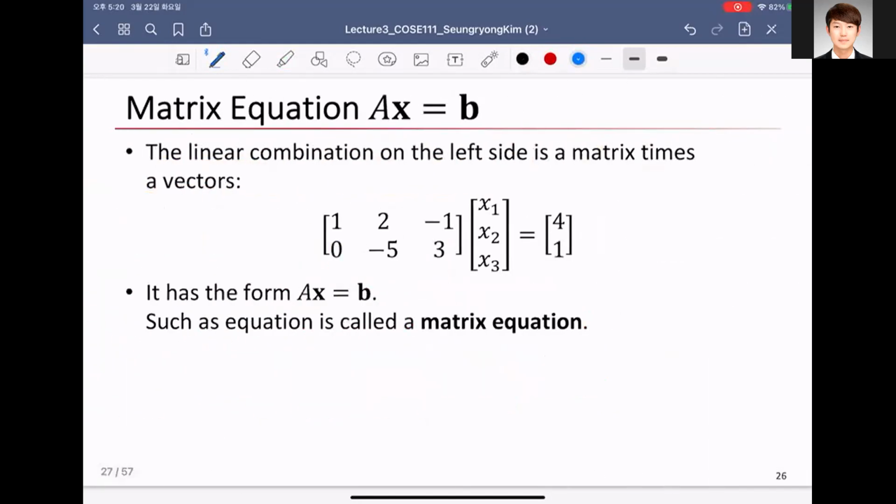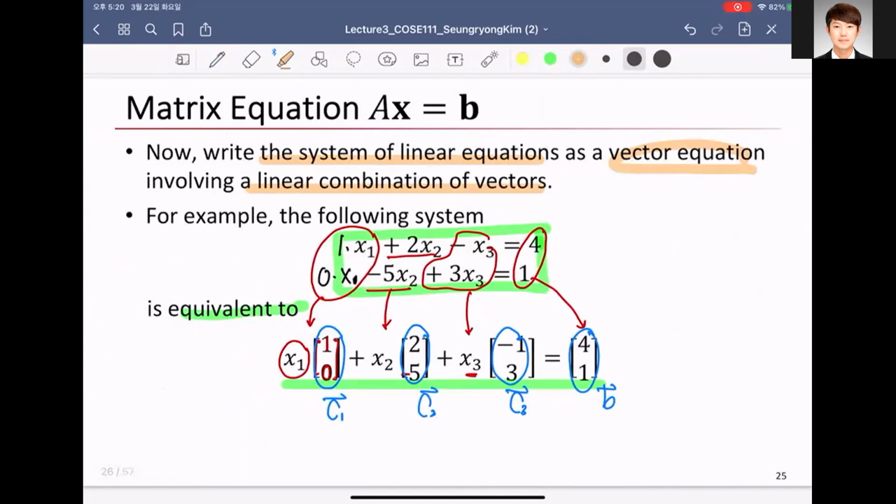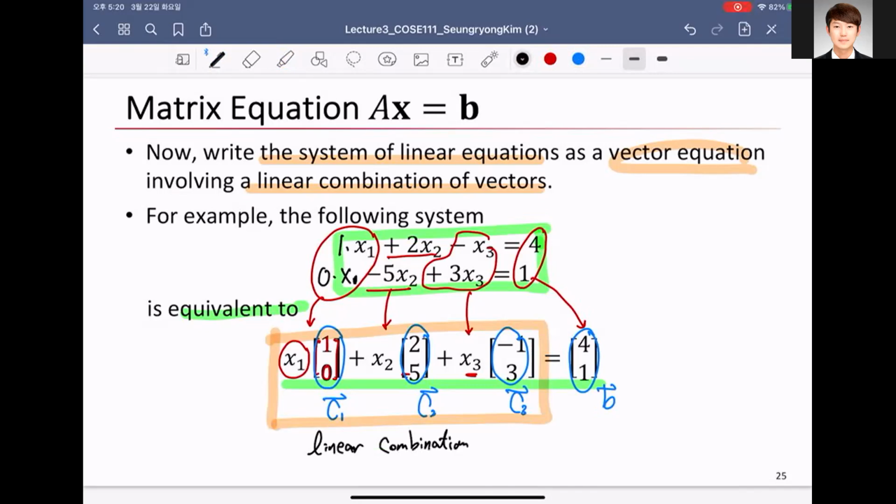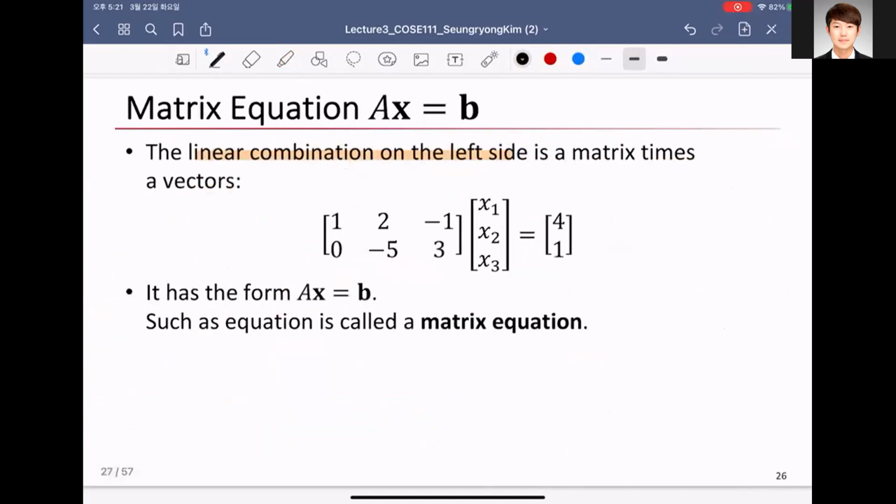Then the left-hand side is a linear combination of vectors c1, c2, and c3. We already know this linear combination of the vectors can be transformed to the matrix A. Matrix A looks like this.